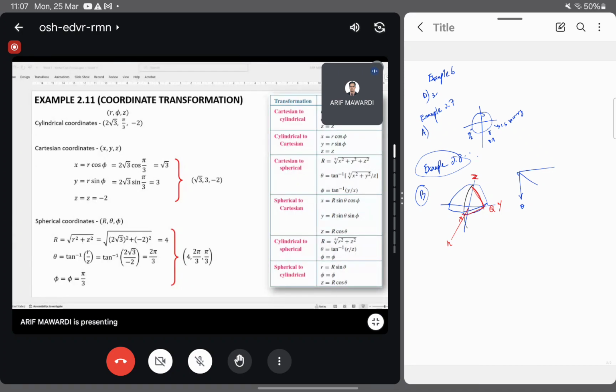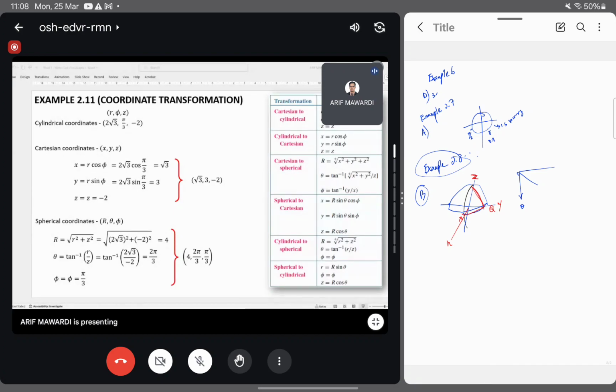The value for r is 2 times the square root of 3, and z is minus 2. I just substitute these two values here, so I get 2 pi over 3. And then for the last coordinate variable, the phi in the cylindrical coordinate system is equal to phi in the spherical coordinate system, so they should be the same. So this is the coordinates of the same point in the spherical coordinate system.